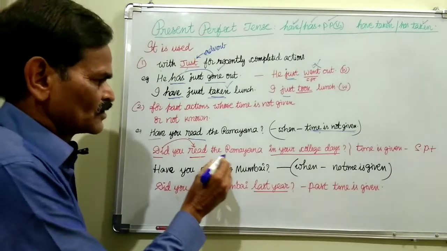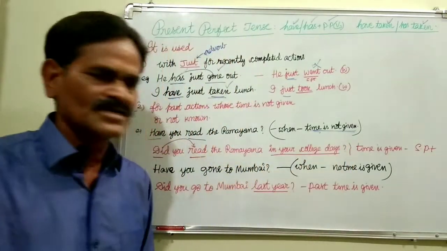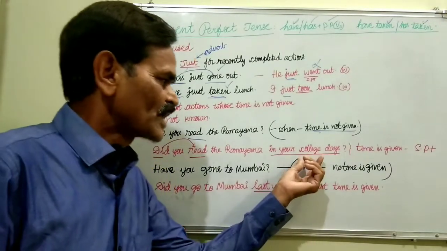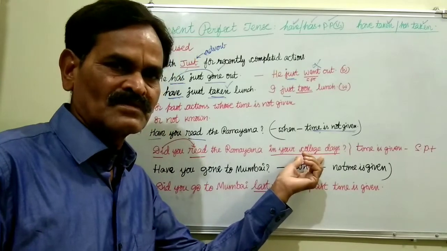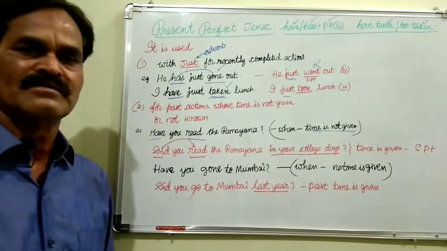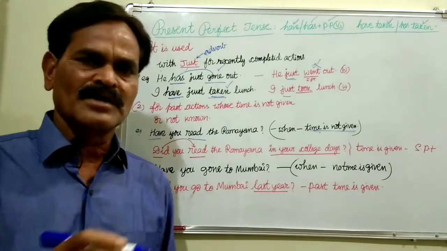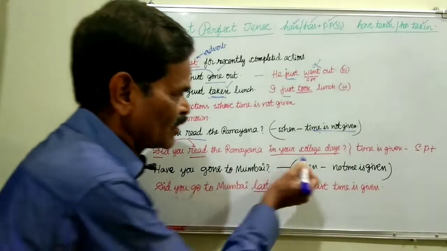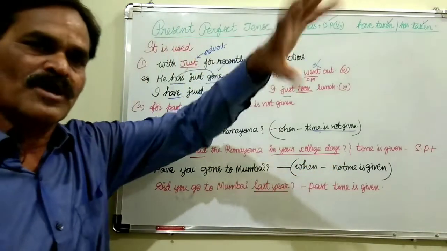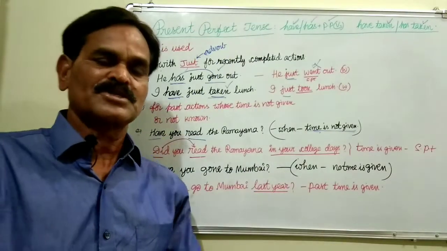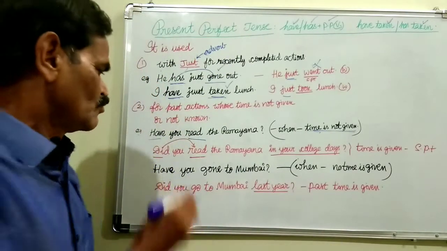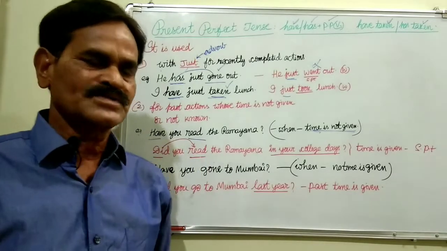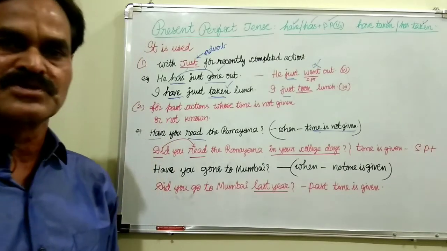See, if a time is given in your college days, in your school days, or last year, or 5 years ago, in that way, if a past time is given, then you must use did plus read. Did you read the Ramayana? We cannot say, have you read the Ramayana? But did you read the Ramayana in your college days? College days, okay, that is a specific past time. When the specific past time is given, you must use simple past did plus V1 in questions. In answers, only V2 we must use.